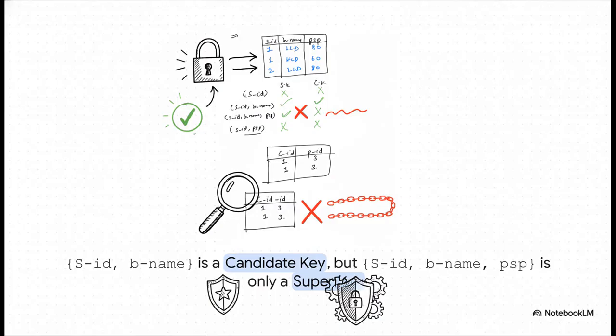This right here illustrates the difference perfectly. So in this example, the combination of the student ID and the batch name is unique. And if you remove either one of those, it stops being unique. That makes it minimal, which means it's a candidate key. But now look at the next one. Student ID, batch name, and the score. That combination is also unique, sure, but the score is just extra baggage. We don't actually need it to guarantee uniqueness. So it's a superkey, but it is not a candidate key.